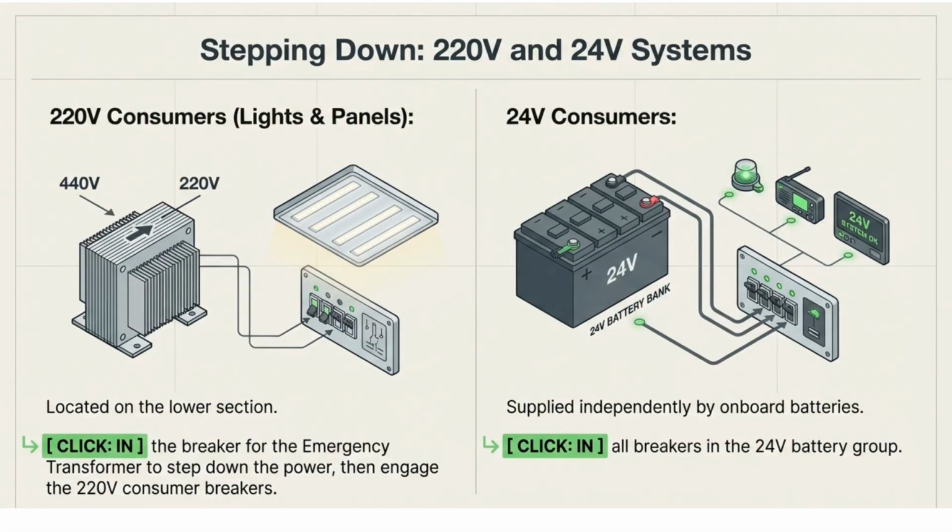To supply the 220-volt consumers, click IN on the breaker for the emergency transformer to step down the power, then engage the 220-volt consumer breakers. The 24-volt consumers are supplied independently by onboard batteries. Click IN on all breakers in the 24-volt battery group.